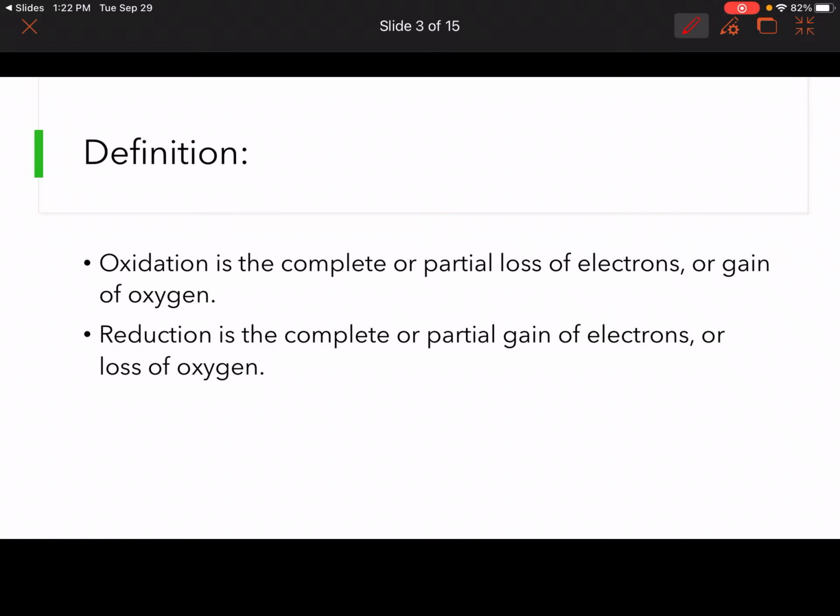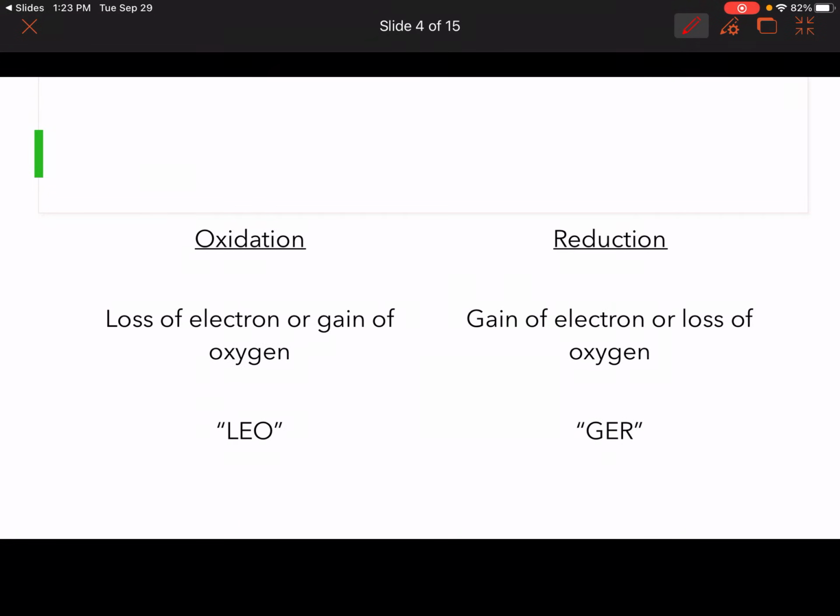So the definition, oxidation now is the complete or partial loss of electrons or gain of oxygen, and reduction is the complete or partial gain of electrons or the loss of oxygen. So if we just split our screen here, oxidation, we'd say loss of electrons, so that's LEO. So you can say LEO, loss of electrons or losing electrons is oxidation. Reduction on the other side here is the gain of electrons. And so this one, gaining electrons, is reduction, okay?